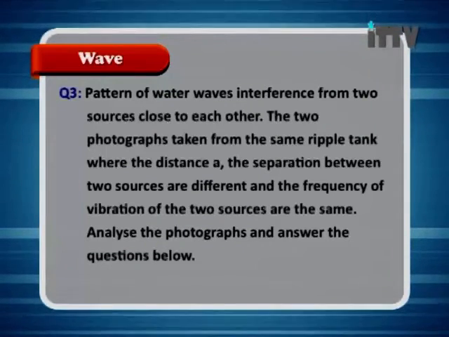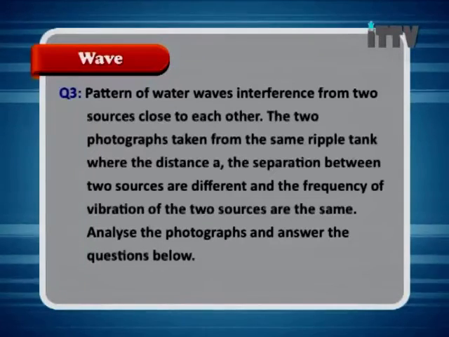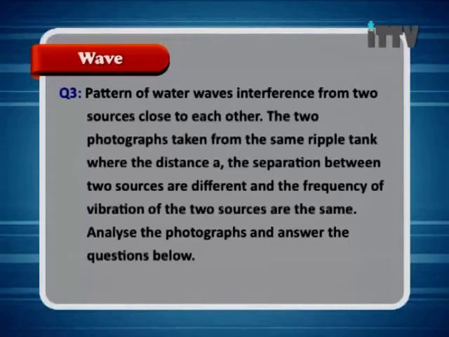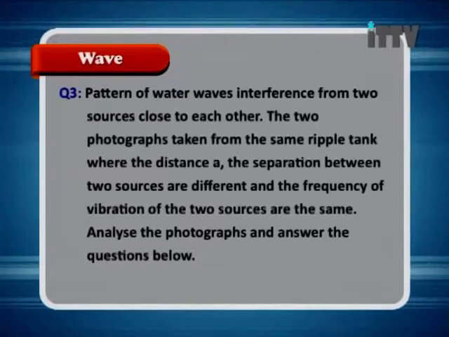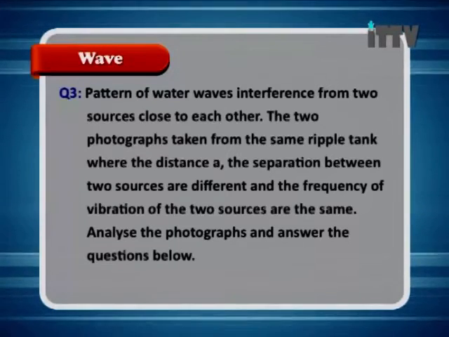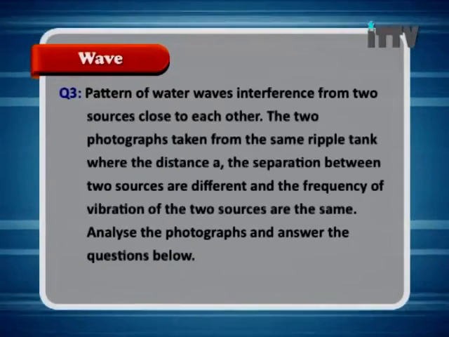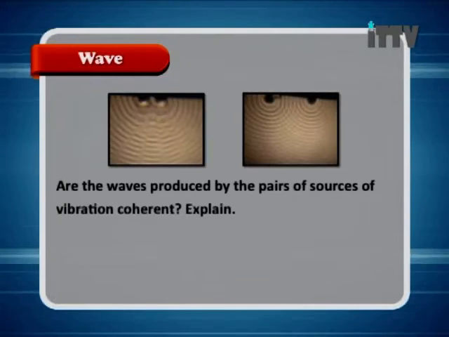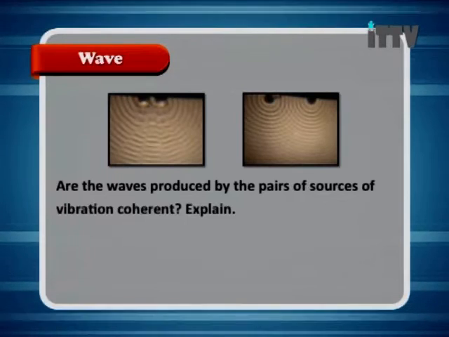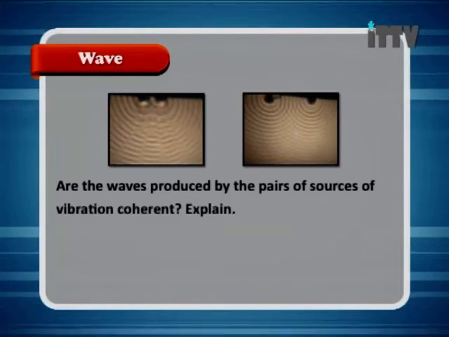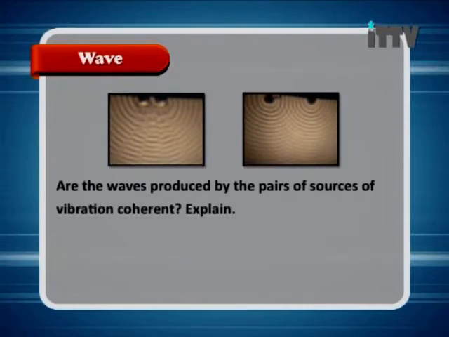Let's try a question. Pattern of water wave interference from two sources close to each other. The two photographs taken from the same ripple tank where the distance A, the separation between two sources, are different and the frequency of vibration of the two sources are the same. Analyze the photograph and answer the questions below. So these are the two photographs. As you can see in the first photograph, A is small. The two sources are close to each other. And in the second diagram, A is larger. The two sources are further apart.